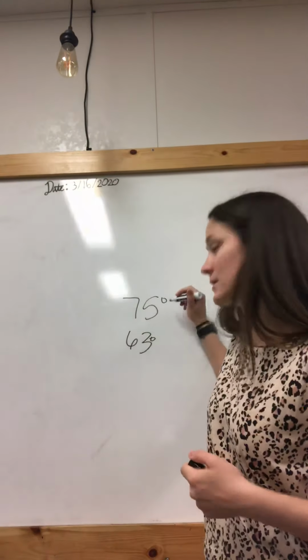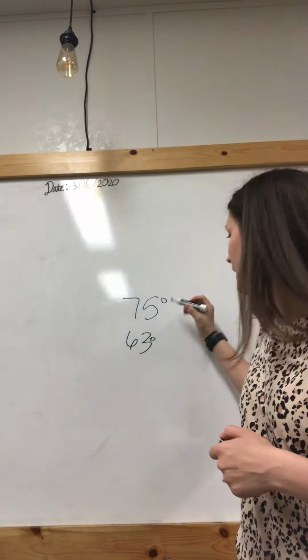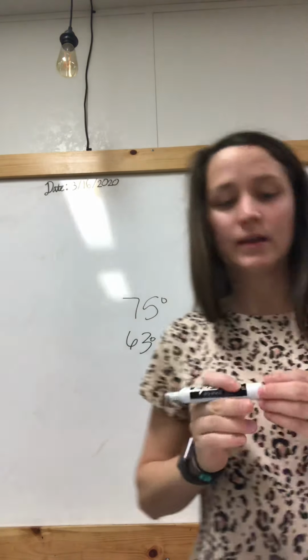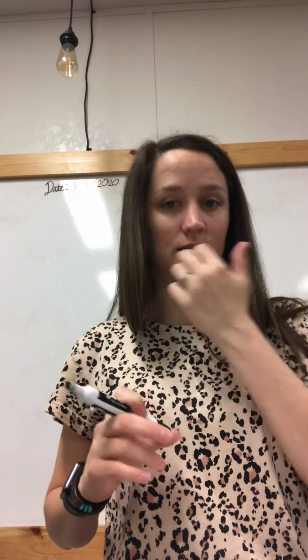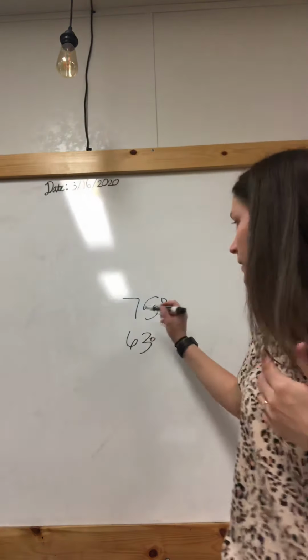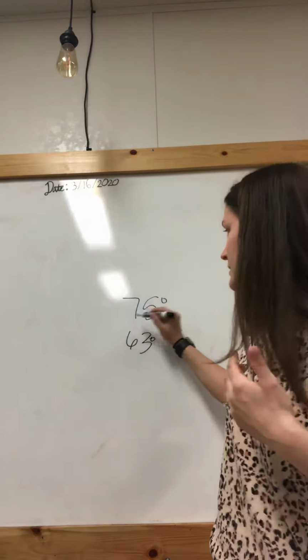So this little sign right here and right here is the symbol to write degrees, okay? The unit that measures temperature. So if you see 75°, this would represent degrees, okay? Celsius and Fahrenheit are the two temperature scales. Fahrenheit is most often used in the United States.